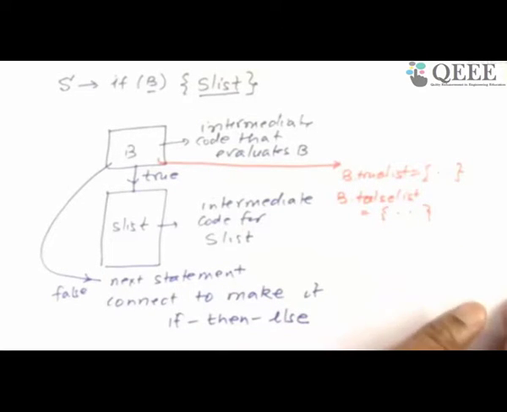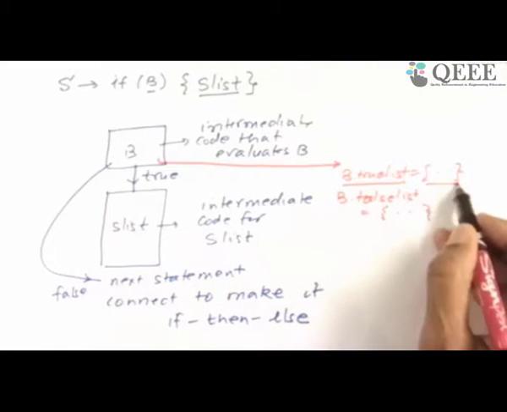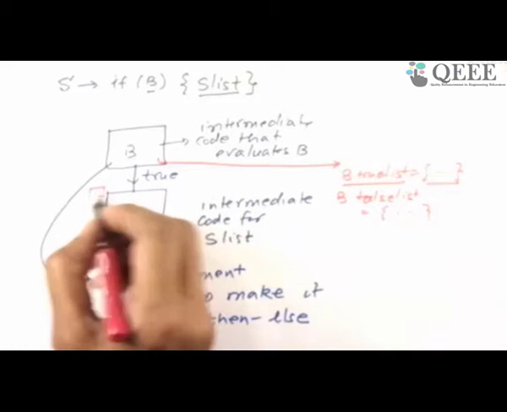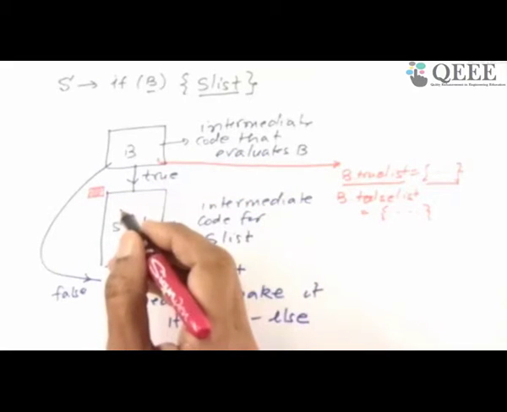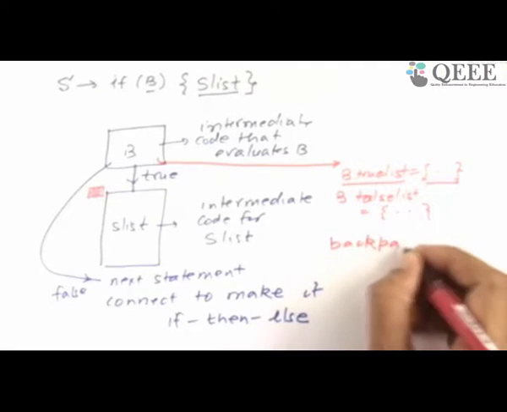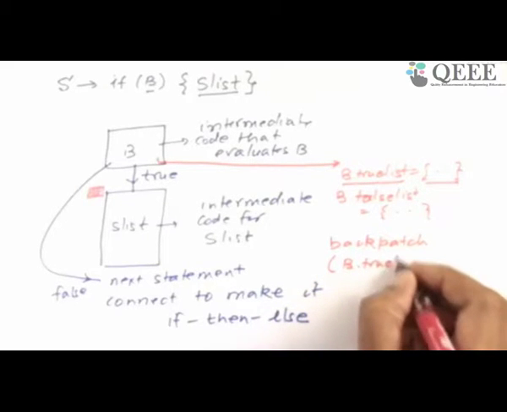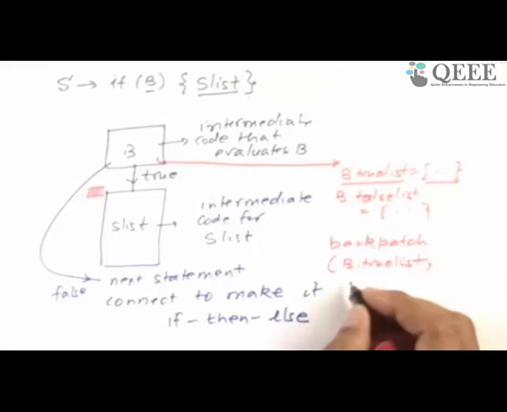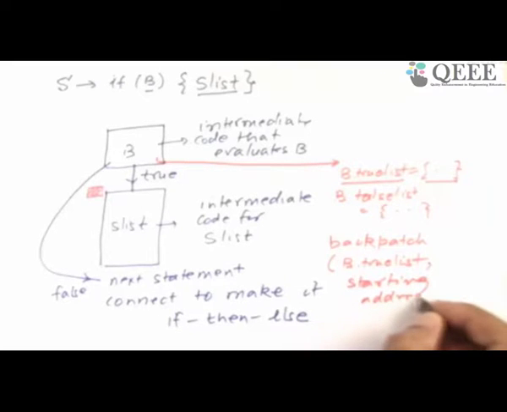Now you can see things are much better. Since it's an if then else, we will say B dot true list, all these which are incomplete, should actually have the start address of S list, wherever this starts. So you must go and connect to this. We use a notation called backpatch. Backpatch says fill up. Fill up what? I want to fill up B dot true list. And what do I want to fill it with? The starting address of S list. Wherever S list starts generating code, I want that. So this is the way of stating it.